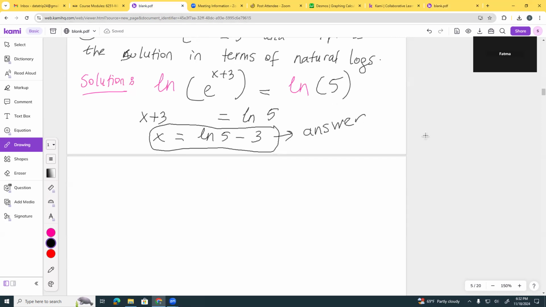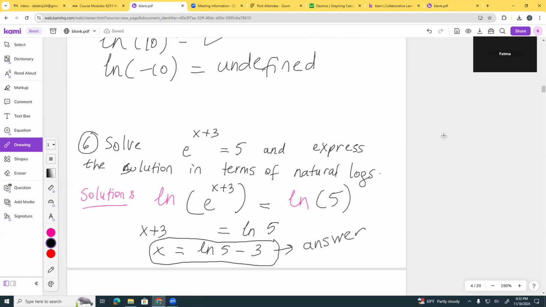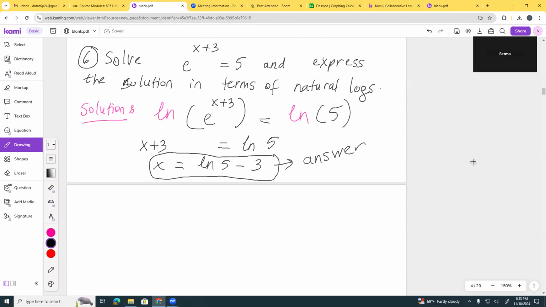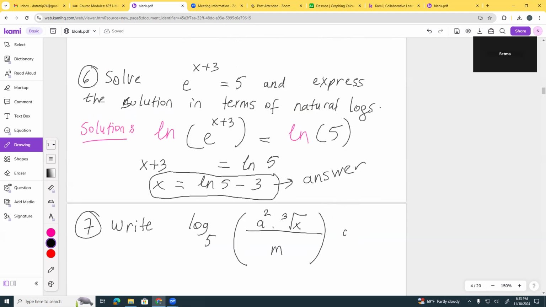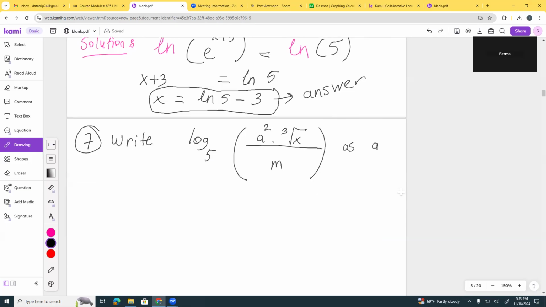All right, that was number 6 from the test. Number 7 on the test. Okay, so we're going to write log base 5, parentheses, at the top I have a squared, and here I have cube root of x, and m at the bottom, as a difference or sum of the logarithms. Sum or difference of logarithms.